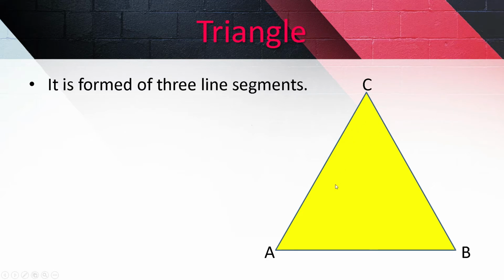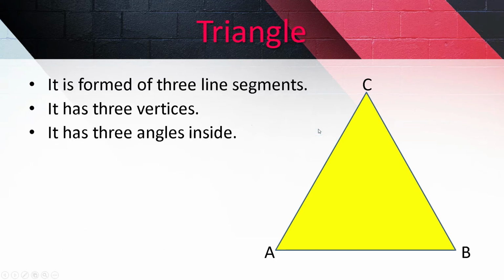So we can define it as: a triangle is a geometrical figure which is composed of three line segments, having three sides and three vertices, and inside each vertex there is an angle. So inside the triangle there are three angles: angle A, angle B and angle C.